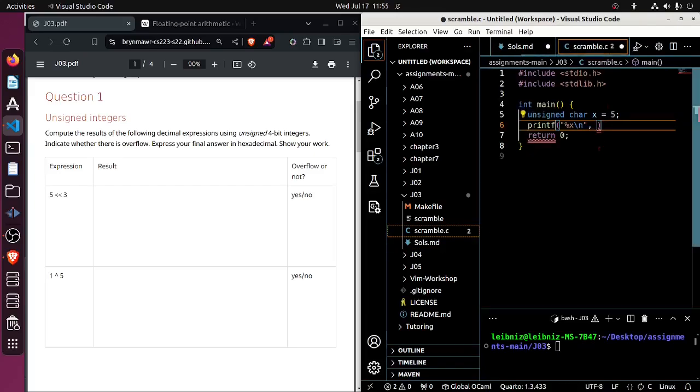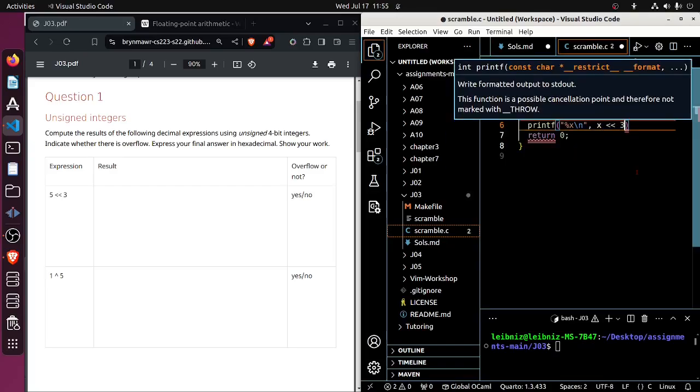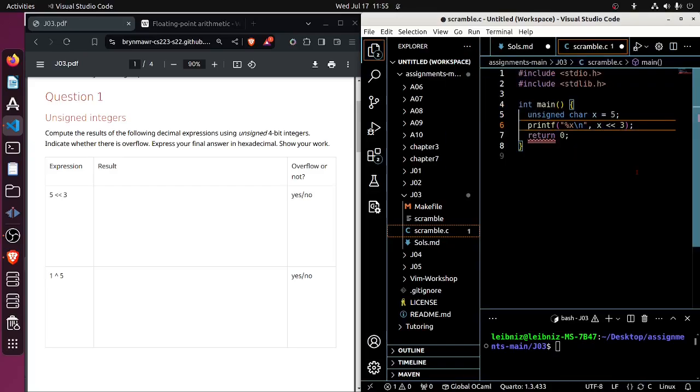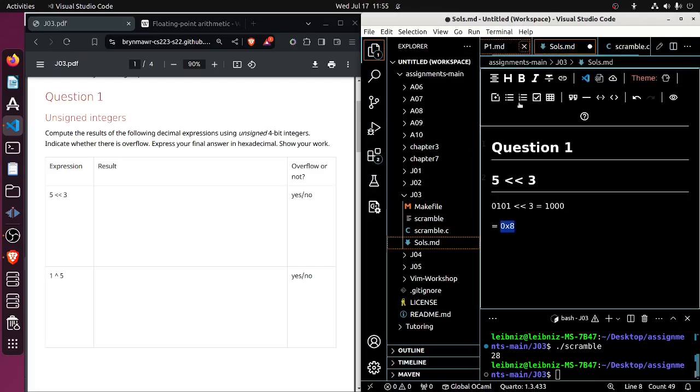So let's run it and check that I'm right. I'll just say x shifted by 3, and that should be enough to see the result. If I go ahead and say make scramble, and it makes, and if I run scramble, 28, exactly as predicted. So very good. The answer that I gave here is correct.